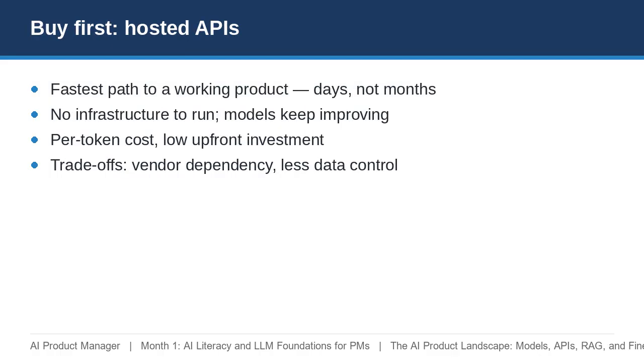For most teams, the right starting point is calling a hosted API. You get a working product in days, no GPUs to manage, and the provider keeps upgrading the model for free. You pay per token. The trade-offs are vendor lock-in and giving up some control over where your data goes. Start here unless you have a strong reason not to.